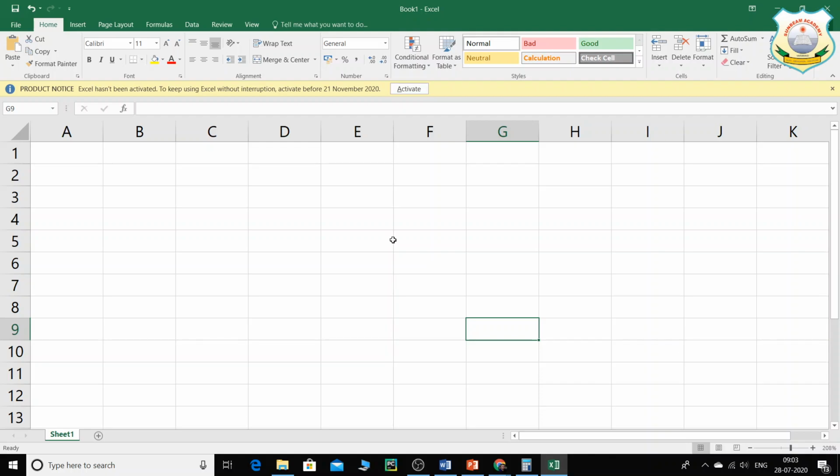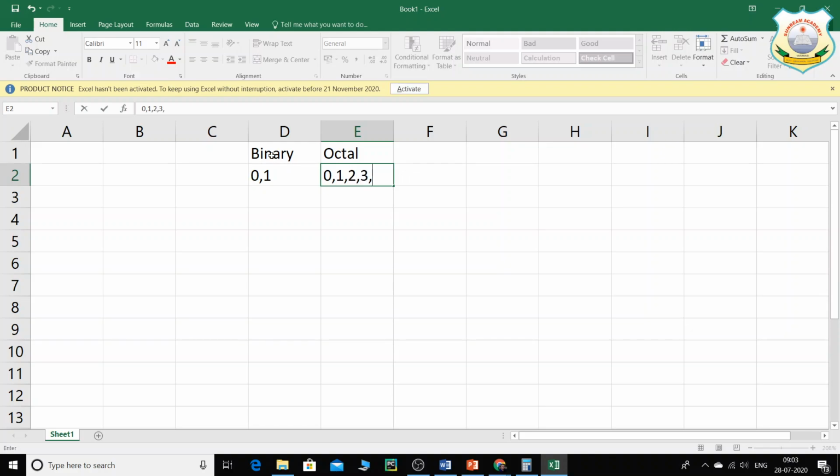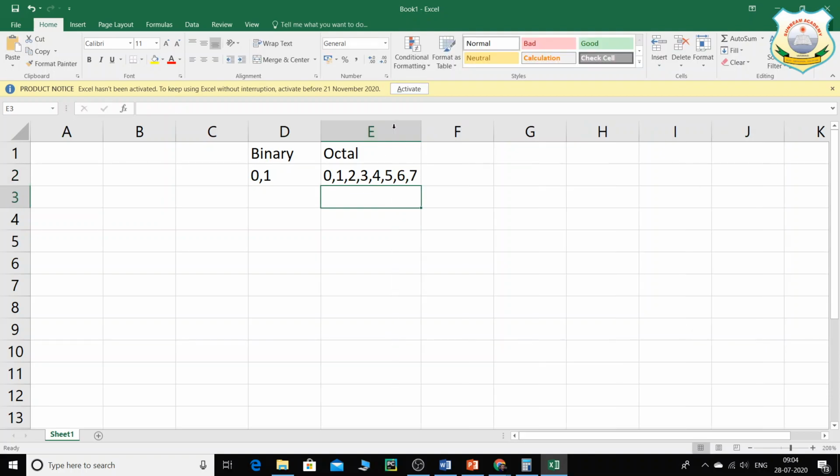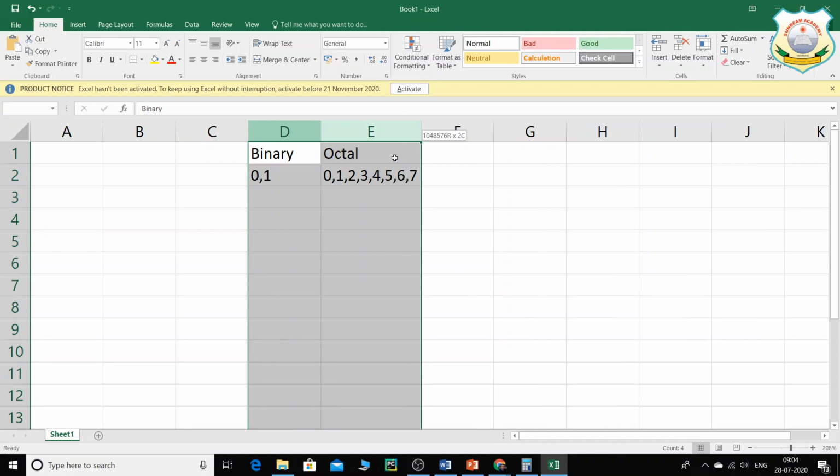Yesterday we learned about the octal number system, so let us take a summary of it. As we have discussed till now, the binary number system has two symbols, 0 and 1. The octal number system has 8 symbols: 0, 1, 2, 3, 4, 5, 6, and 7. These are the symbols that we use for the octal number system.